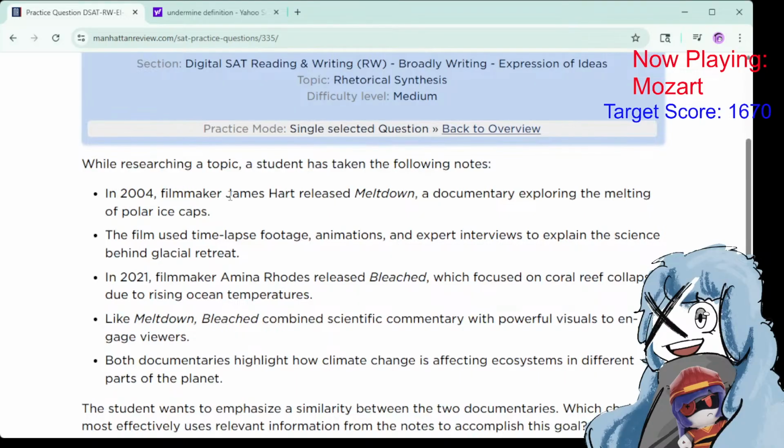In 2004, filmmaker James Hart releases Meltdown, a documentary exploring the melting of polar ice caps. The film uses time-lapse footage, animations, and expert interviews to explain the science behind glacial retreat. In 2021, filmmaker Amita Rhodes released Bleached, which focuses on the coral reef collapse due to rising ocean temperatures. Like Meltdown, Bleached combines scientific documentary with powerful visuals to engage viewers. Both documents highlight how climate change is affecting ecosystems in different parts of the planet.